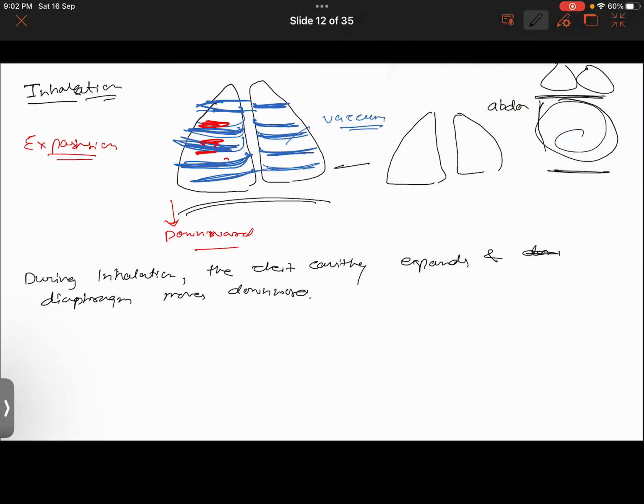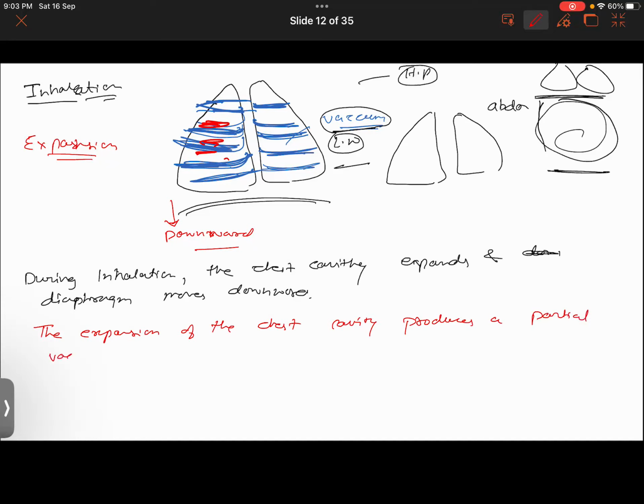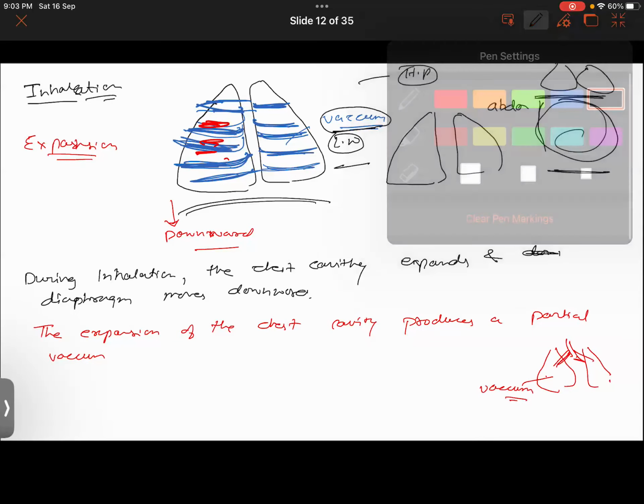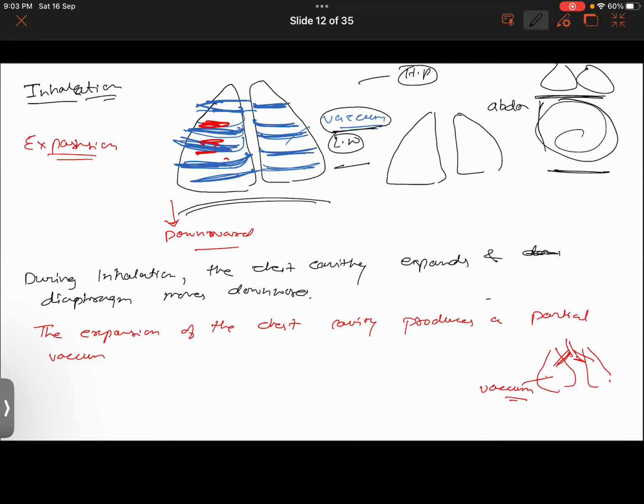Can you just explain one more time? Yeah, sure. Look what happens. Let me write it over here. The expansion of the chest cavity produces a partial vacuum. So here this is our lungs, let's suppose. When it expands, there will be a vacuum created inside our lungs, right? So guys, if there's a vacuum created in our lungs, will the air from the outside not move in the process of breathing?